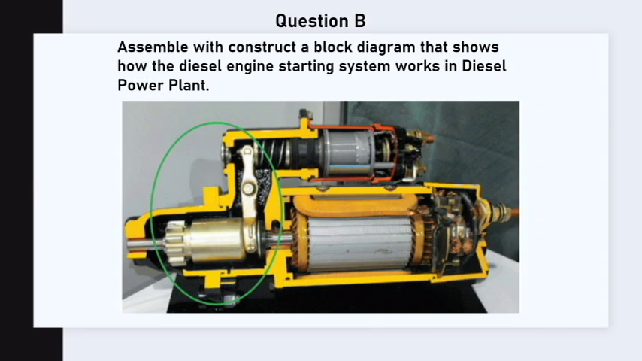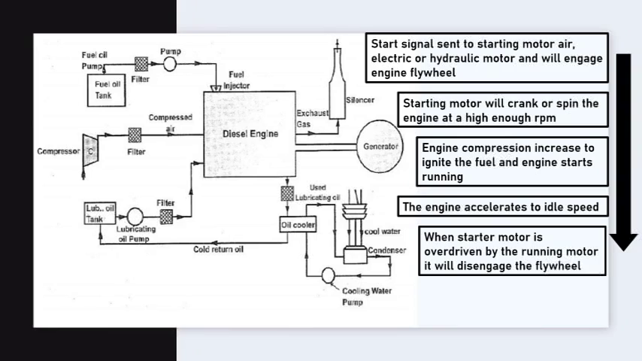Question B. Assemble and construct a block diagram that shows how the diesel engine starting system works in a diesel power plant. So this is a diesel engine and in the circle is the starter. At first, a start signal is sent to the starting motor, air, electric or hydraulic motor, and it will engage the engine flywheel.